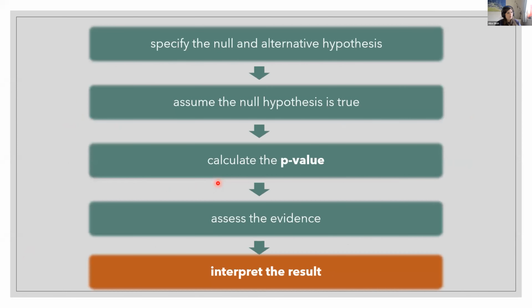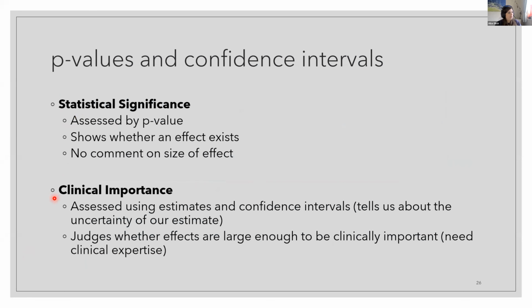Okay, so I would argue that we haven't fully interpreted our result there. We've looked at the p-value, but we haven't said anything about how different those two groups are. We haven't used that estimate of the difference between the two groups, and we haven't thought about what might happen if we rolled this out in practice. So statistical significance, that's the p-value, and we're really thinking about whether there's an effect. There is no comment on the size of the effect. It's a purely statistically driven outcome for your study.